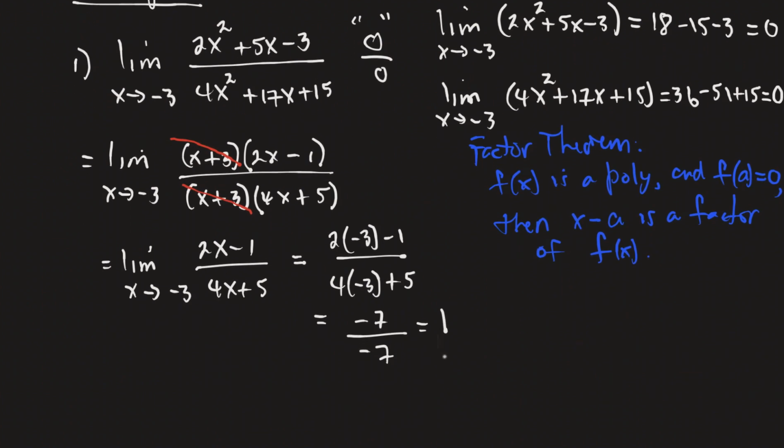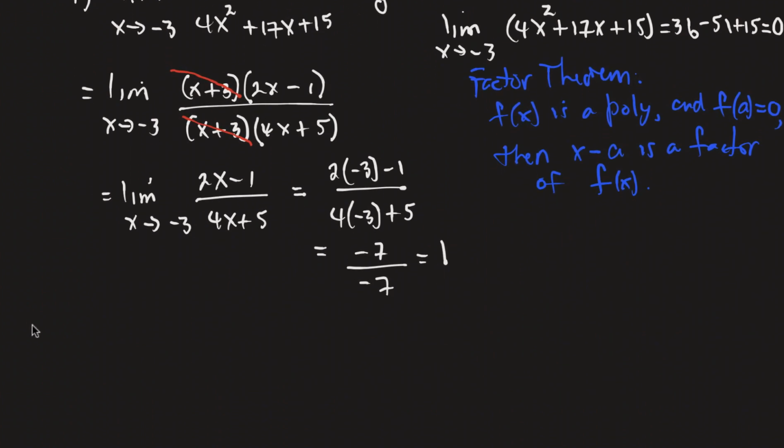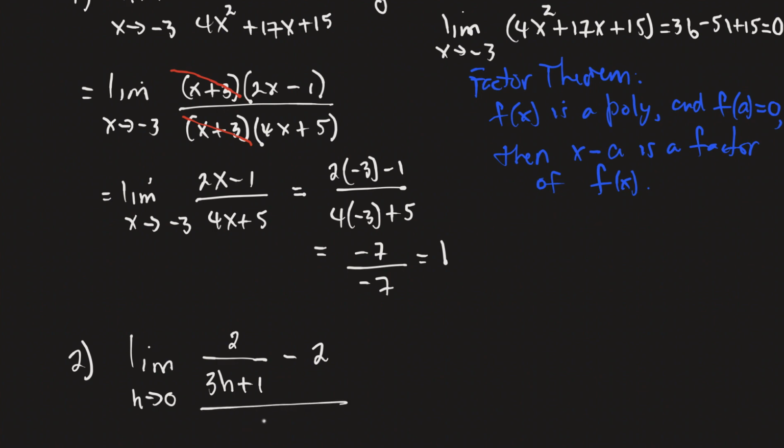Let's do another example. And for this one, actually there are a couple we could do. Let's do one that involves work with fractions. So we have to work with a lot of fractions. So this one I'm going to use a different variable. I'm going to use h. And let's say this is 2 over 3h plus 1, and then minus 2, and then all over h.